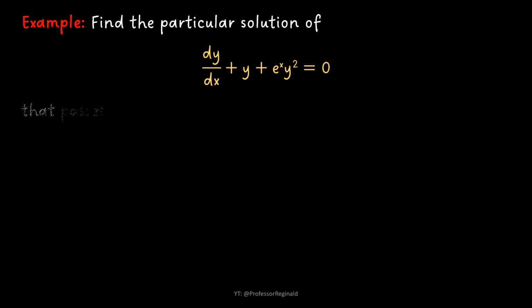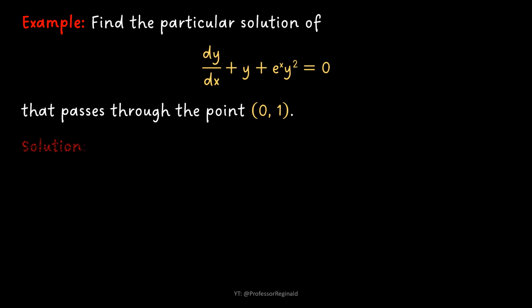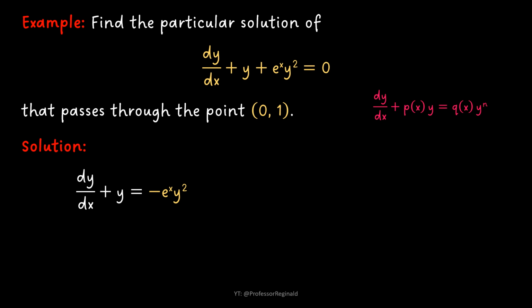Example. Find the particular solution of the differential equation that passes through the point 0, 1. Solution. Write the differential equation in standard form. The differential equation is a Bernoulli differential equation, with n equals 2, which means 1 minus n is negative 1. P of x is 1, and q of x is negative e raised to x.